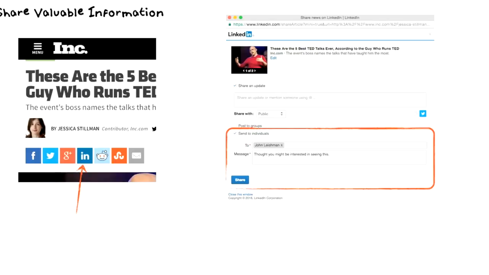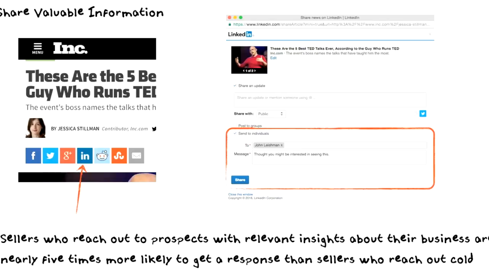have on LinkedIn. So sellers who reach out to prospects with relevant insights about their business are nearly 5 times more likely to get a response than sellers that reach out cold. So think about this. If you're connected to people on LinkedIn, their prospects or current clients, whatever it is, and you're trying to get their attention or get in touch with them on a regular basis, provide them value. Here's what it comes down to. By consistently doing something like this, you're going to get a 5 times greater chance to get in front of that person, or have that conversation, or pick up the phone with them. And this is information that comes directly from LinkedIn on studies that they've done.